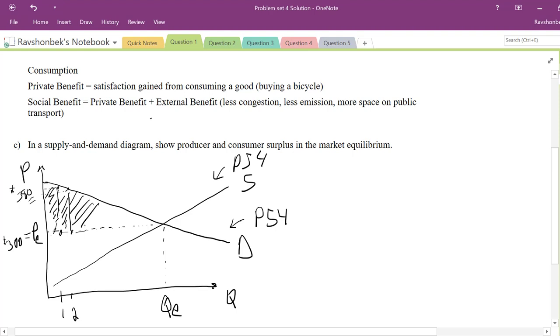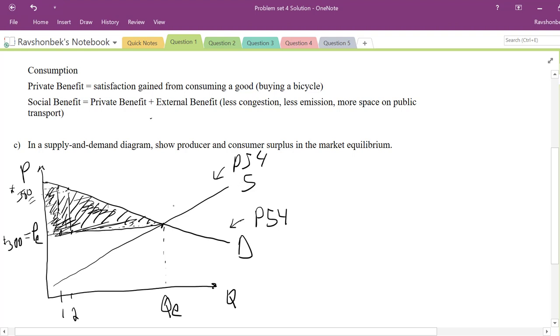If you add everyone's consumer surplus up until we reach the equilibrium point here, we have the whole area covered. This area is basically the consumer surplus area. It basically shows us the consumer surplus in the market for PS4s.